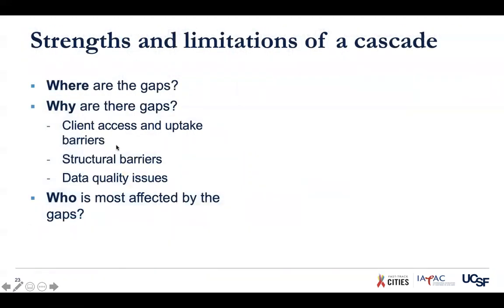Why are there gaps? Are there problems with access and uptake? Are there structural barriers? Are there data quality issues? Are the data just wrong? And who's most affected by the gaps? That could be geographical, it could be by gender, it could be by age, it could be by occupation, it could be by a number of other things, by key population status.